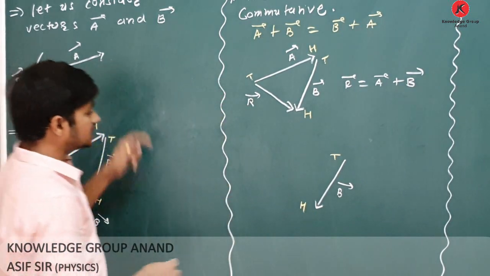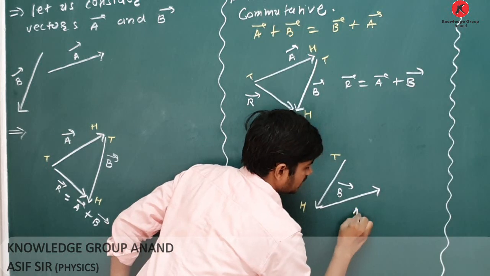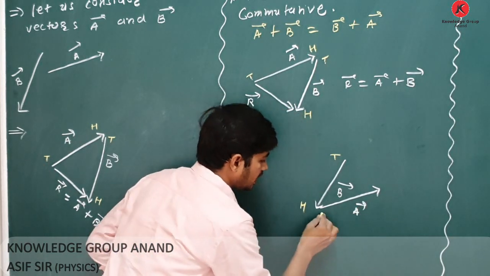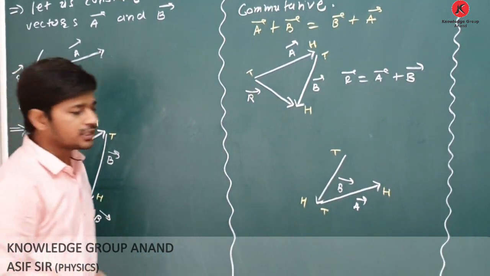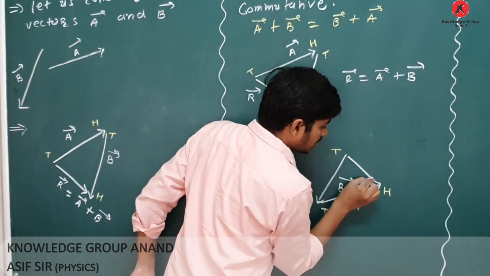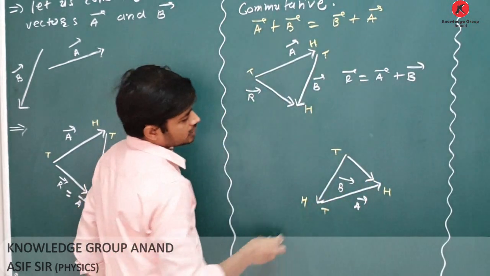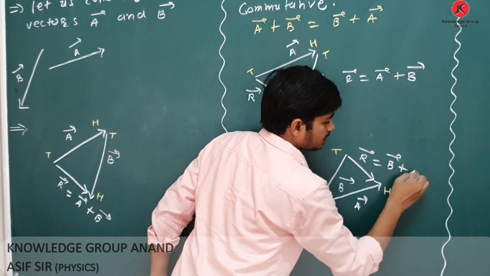Vector A, see, it is in this direction. So it is vector A. Clear about this? It is tail and it is head. So what is the resultant vector? The resultant vector is the vector from the tail of the first vector to the head of the last vector. So it is your resultant vector R, and this R is equal to B plus A.